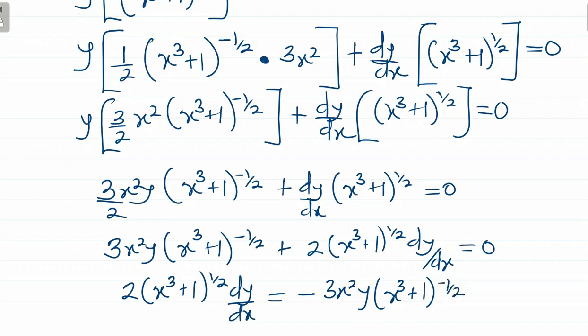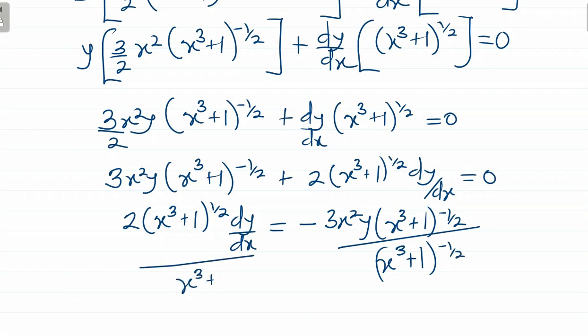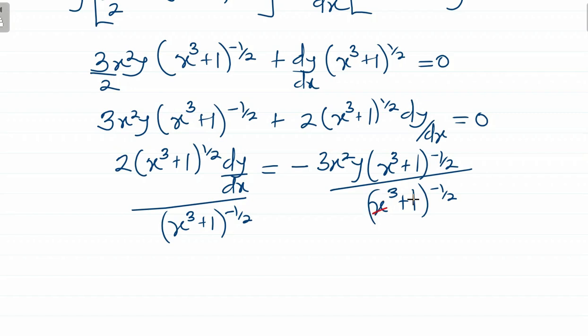So once we have this, we can continue by saying that, just as the question demands, the coefficient of dy/dx should be 1. That is, there shouldn't be any coefficient. So it means that we are going to divide both sides by the coefficient, that is x cubed plus 1 exponent of negative half. So here we can clearly see that this is going to cancel that, and at the end we are left with minus 3x squared y.